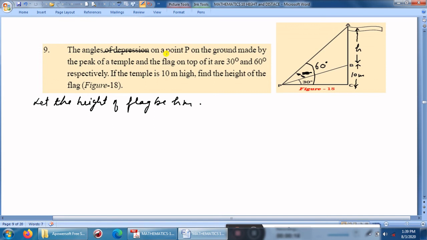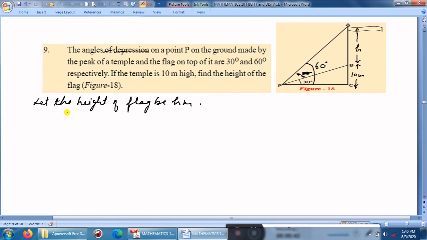The angles on a point P on the ground made by the peak of a temple and the flag on top of it are 30 degree and 60 degree. Top is this, it makes 60 degree, and this made 30 degree. Now the temple is 10 meter high, this height is 10 meter. Now find the height of this flag.